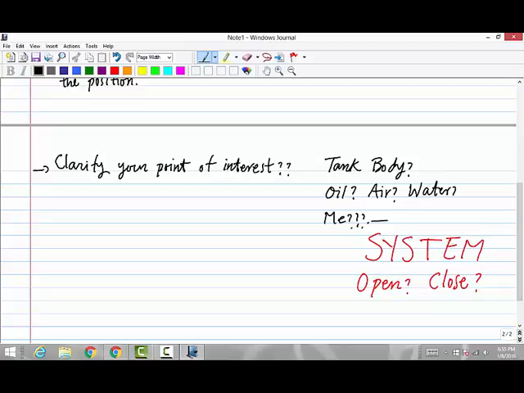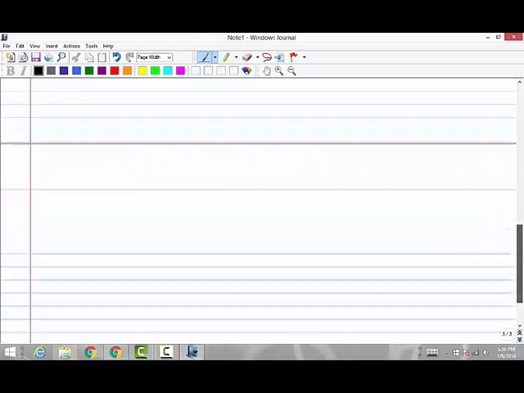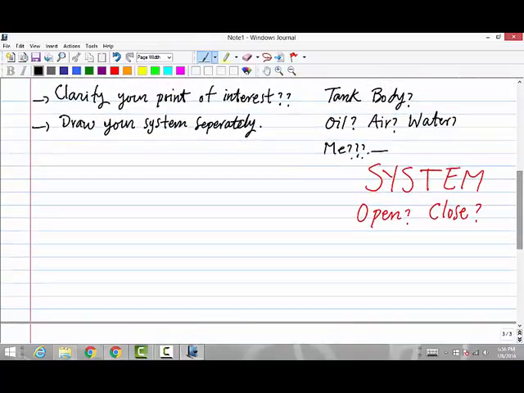So when you determine that, then draw your system separately. Then you need to draw again the portion of the main figure that you're going to talk about. You're going to solve, I don't know, the force, pressure, temperature, volume, whatever. You need to draw that again somewhere. That I am going to do for you.